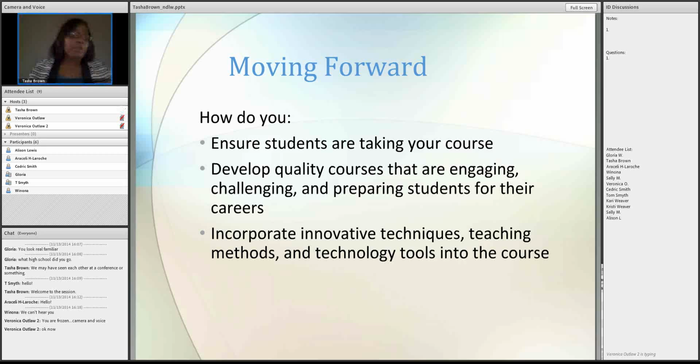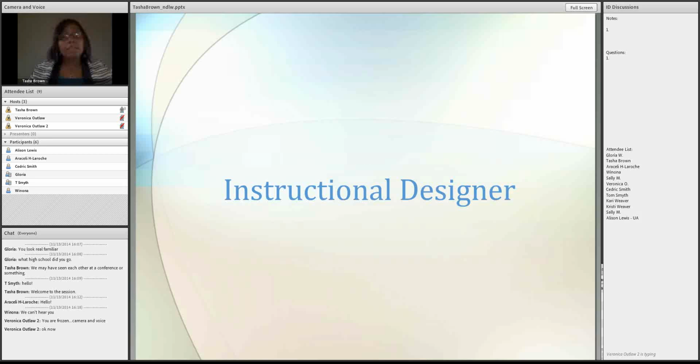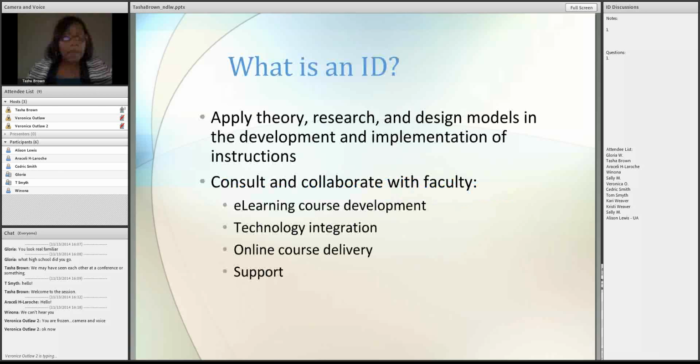So to help you ensure your courses are quality, to help ensure that students are enrolling in your courses, and not only just enrolling, but being successful and having a high pass rate and having student evaluations that you can pride yourself on, that you can say, look, we're making a difference. How do you do that? Well, the simple answer is having an instructional designer. An instructional designer is that person that can help you.